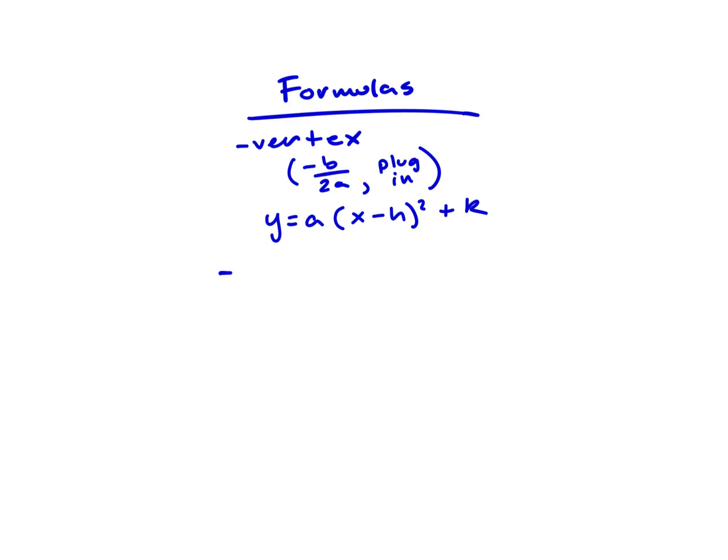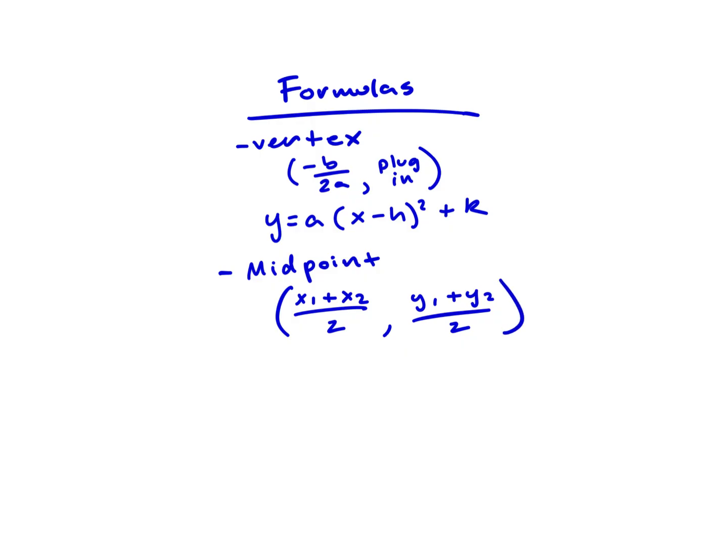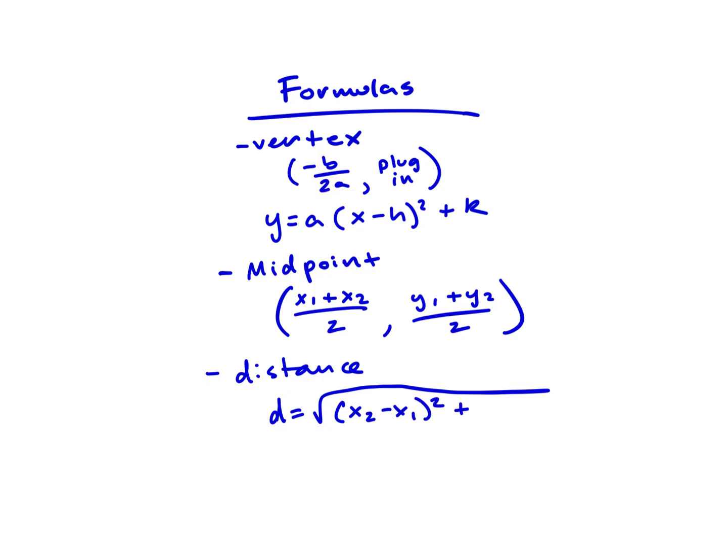You also need to know the midpoint formula. So it's the average of the x's and the average of the y's. So x1 plus x2 over 2, comma, y1 plus y2 over 2. You need to know your distance formula. So distance formula is the square root of x2 minus x1 squared, plus y2 minus y1 squared.